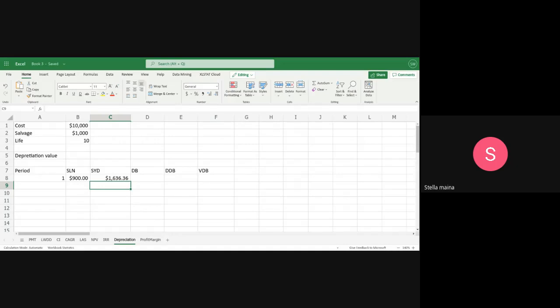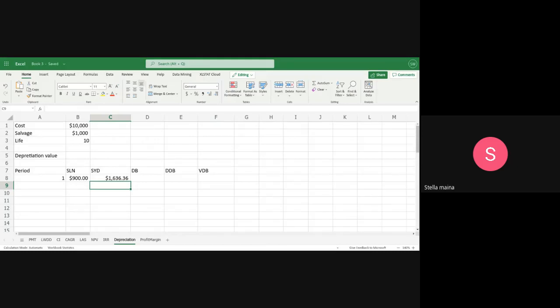So the sum of year digits performs the following calculations. A useful life of 10 years results in the sum of the years. So you'll go from 10 plus 9 plus 8 plus 7 plus 6 plus 5 plus 4 plus 3 plus 2 plus 1, giving us 55. So the asset loses 9,000 in value. Depreciation for period 1 is 10 over 55 times 9,000, making it 1,636.36, what we have here.